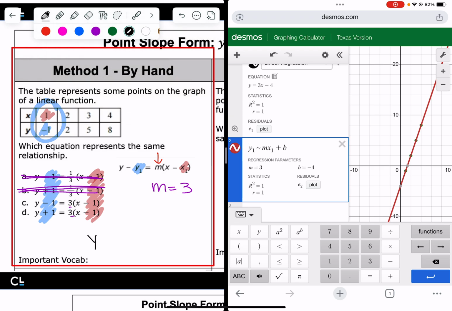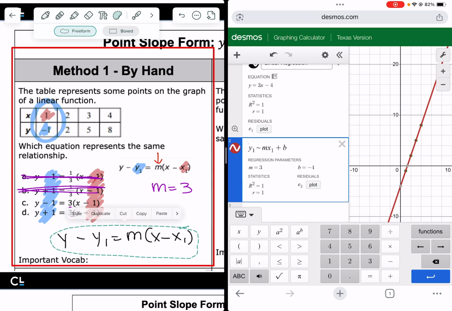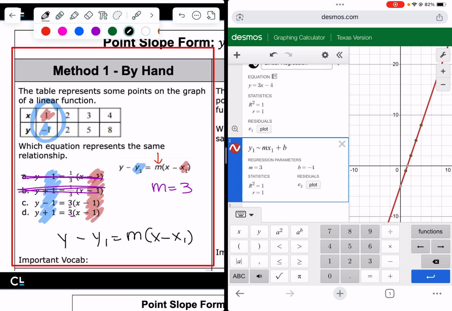So I have y minus y1 equals m, x minus x1. This is really important that it says minus. So instead of my m, I'm going to literally put 3 right here. I'm replacing it. Now, instead of my x1, I'll be replacing this with my 1. So I would put 1 here. So instead of x1, I'm going to put 1.